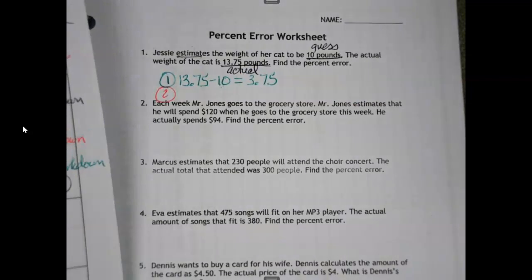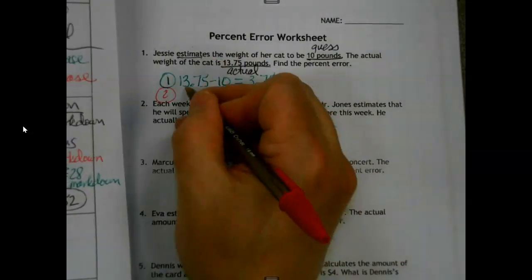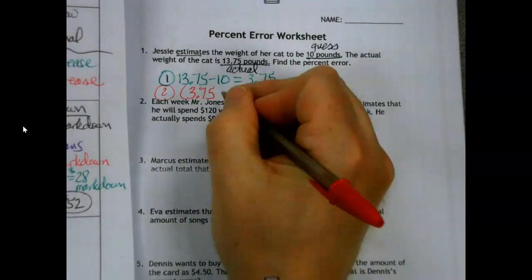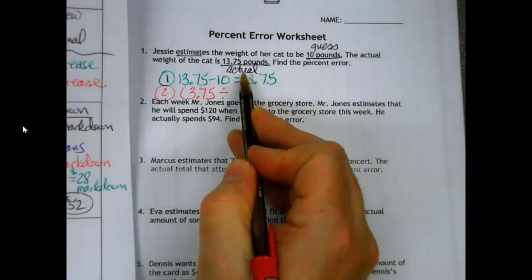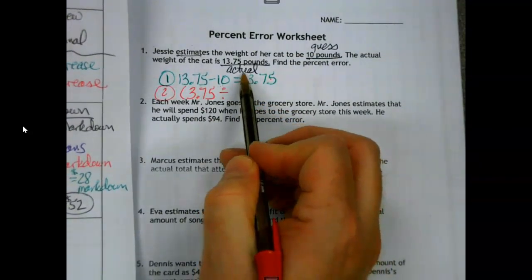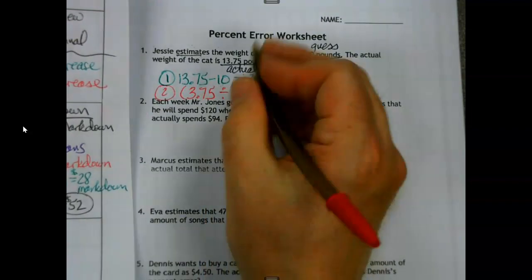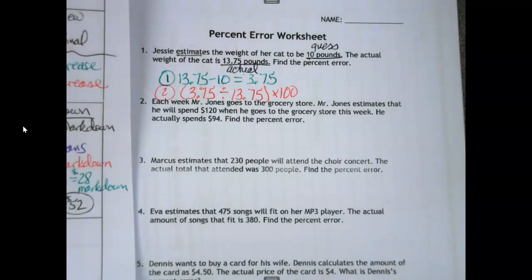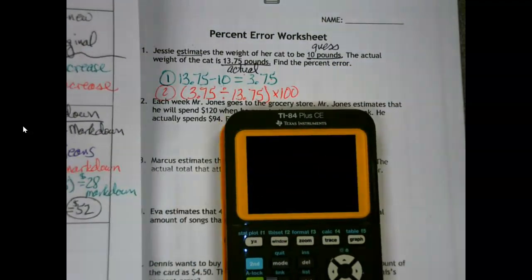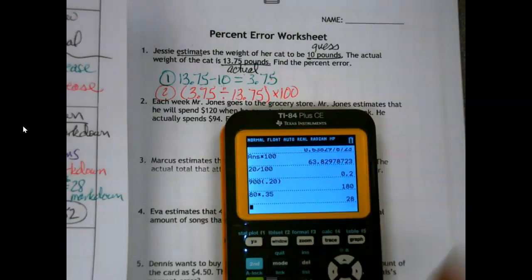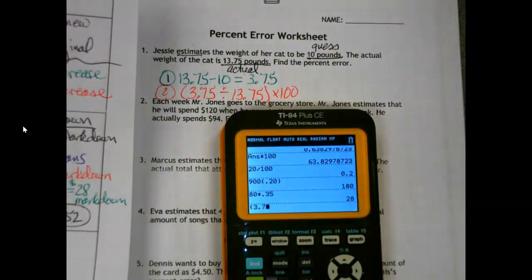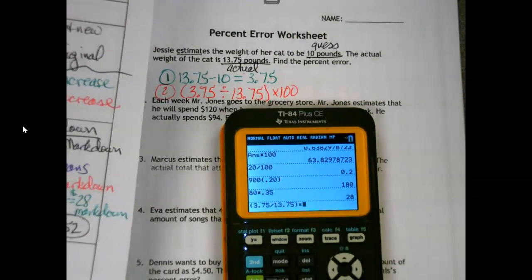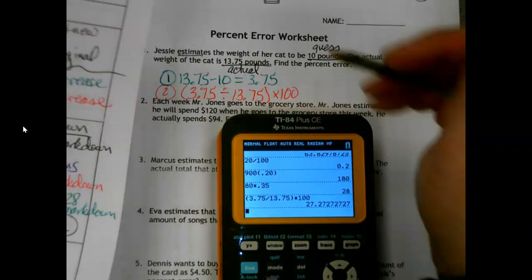So now for step 2, we're going to take the answer from number 1 and divide by the actual value. Whether that's the bigger number or smaller, we don't care. We divide by the actual. So I'm going to bust out my calculator. You can do these separately or you can do them all at once. You can do 3.75 divided by 13.75 in parentheses and times by 100 if you want to do it all at once.